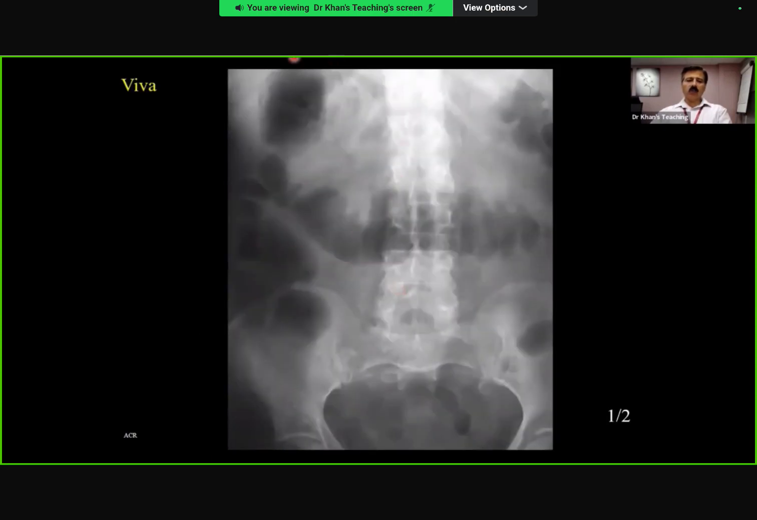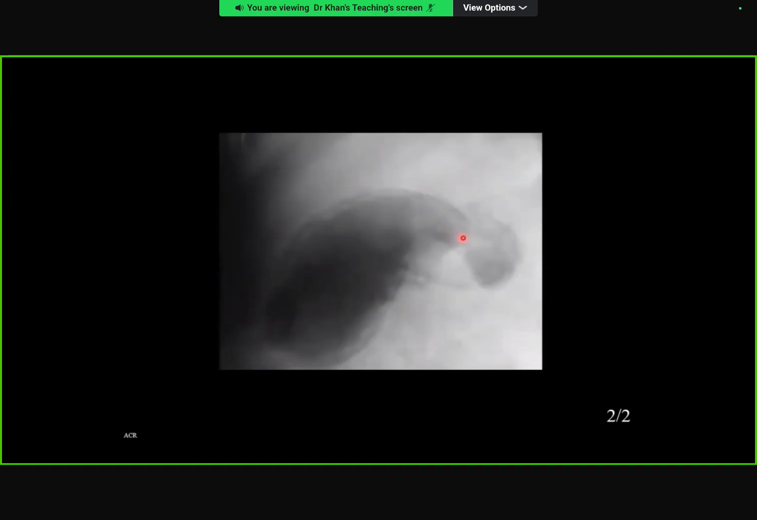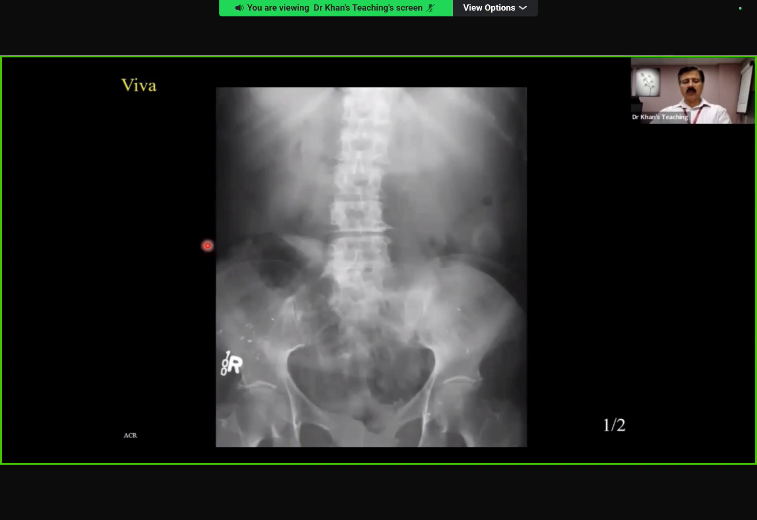Okay, what do you think is happening here? So there is pneumatosis intestinalis because I can see air within the bowel wall. No, it's the gallbladder. It's the right upper quadrant. So it's air within the gallbladder. Yeah. So this is emphysematous cholecystitis. What do you think is happening here?